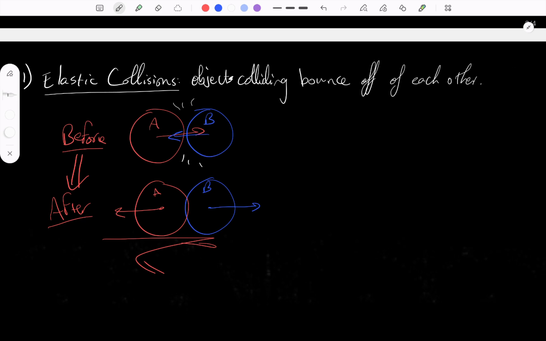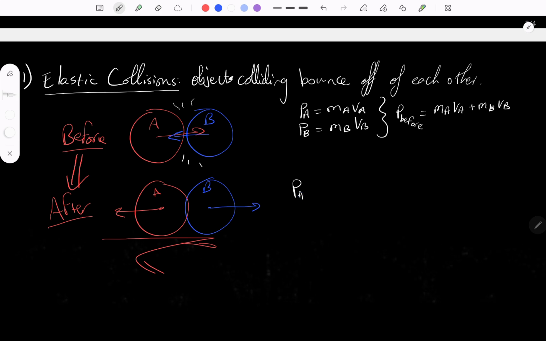First, let's look at the momentum before the collision. We have the momentum for object A, which is equal to ma va. We have the momentum for object B, which is mb vb. So that means the sum of the momenta before the collision is equal to ma va plus mb vb. Awesome. Nothing special. Let's look at what happens after.